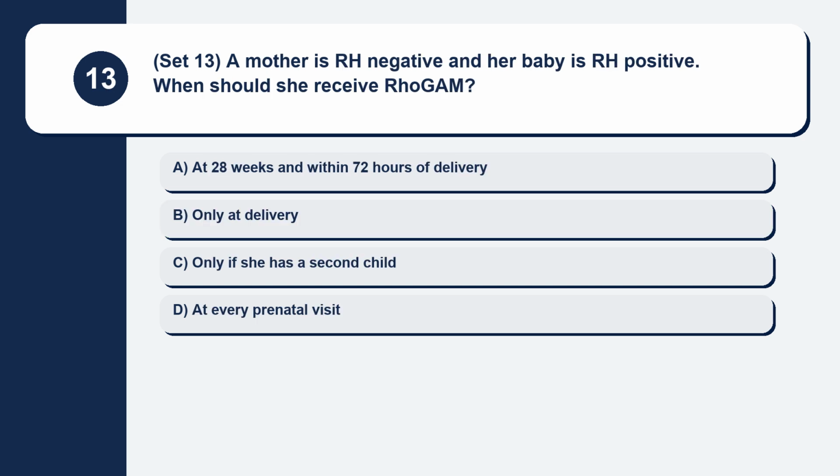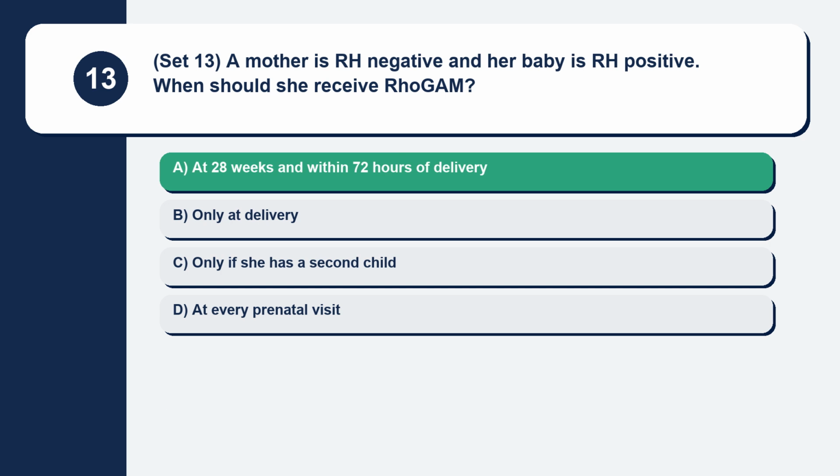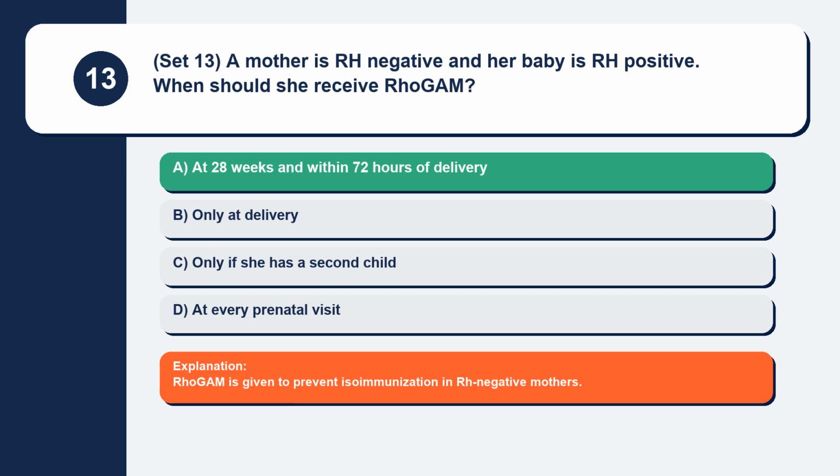Question 13. Set 13. A mother is Rh negative and her baby is Rh positive. When should she receive RhoGAM? At 28 weeks and within 72 hours of delivery, only at delivery, only if she has a second child, at every prenatal visit. RhoGAM is given to prevent isoimmunization in Rh negative mothers.